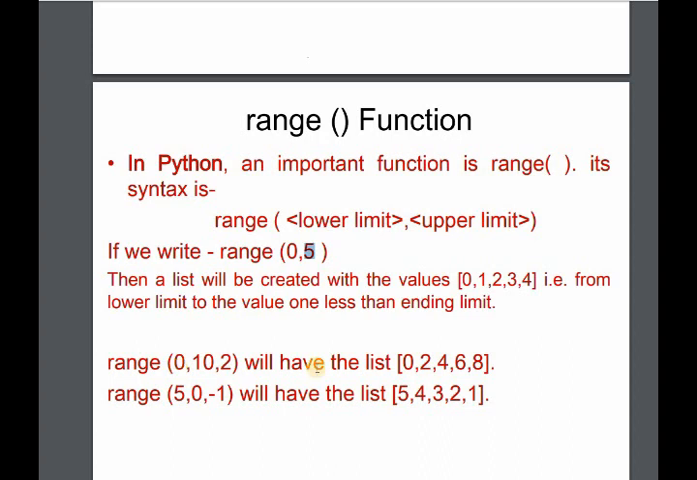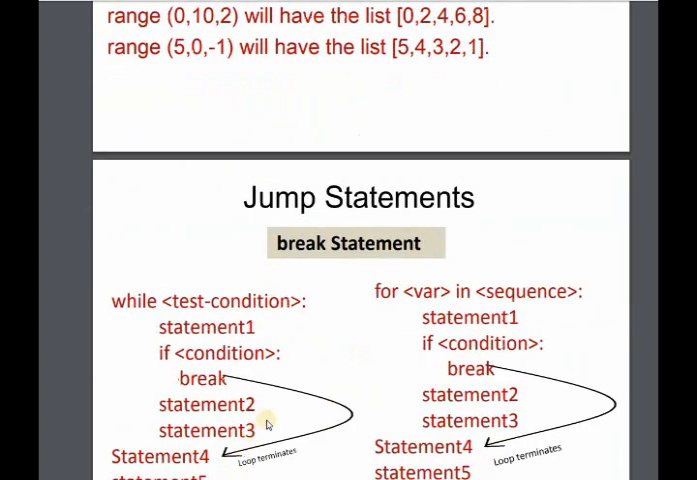Why? Because 0 is the starting point, that will work. And where is the 1? Because I'm saying use an interval of 2, so it will not show the 1. It will show you the 2. And range 5 to 0 with minus 1 will work till 1. Minus 1 represents the decrement for that.